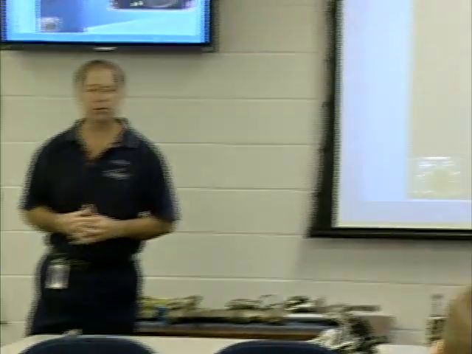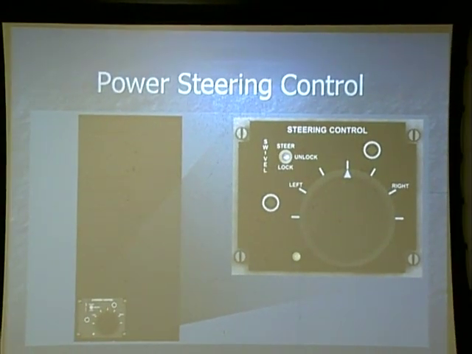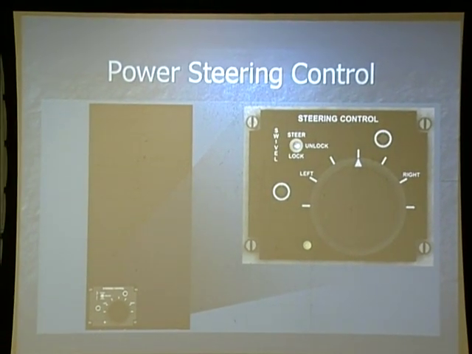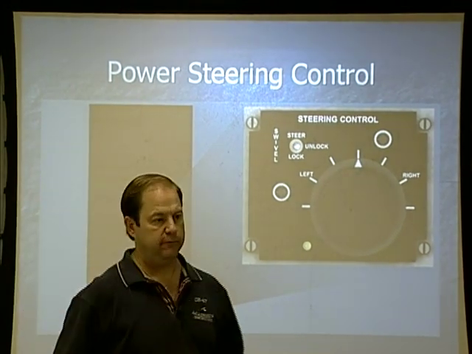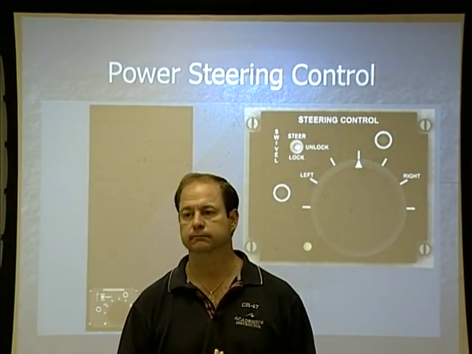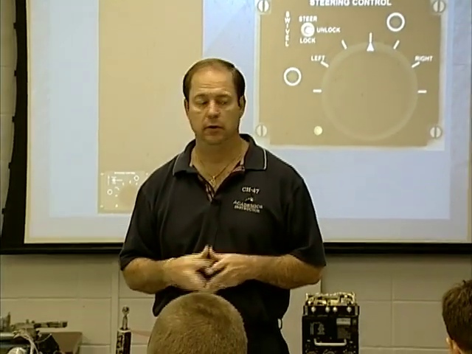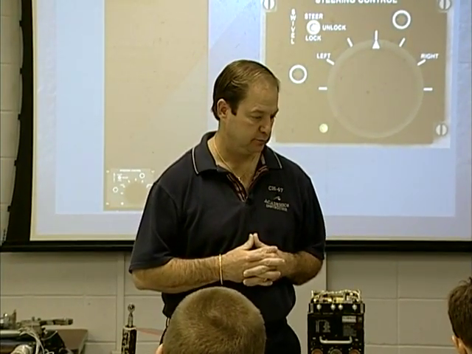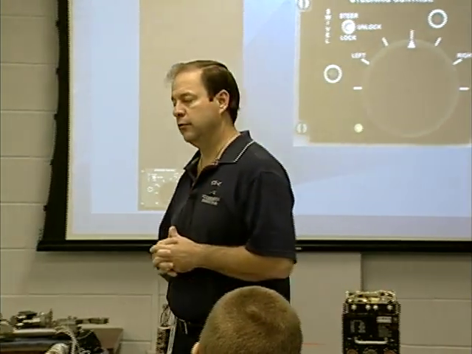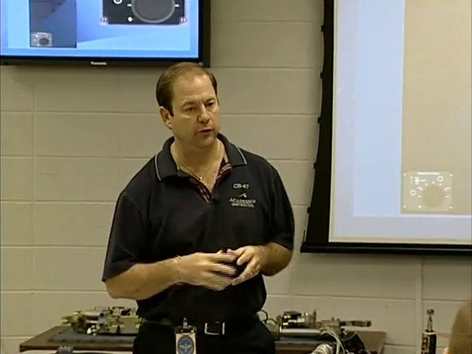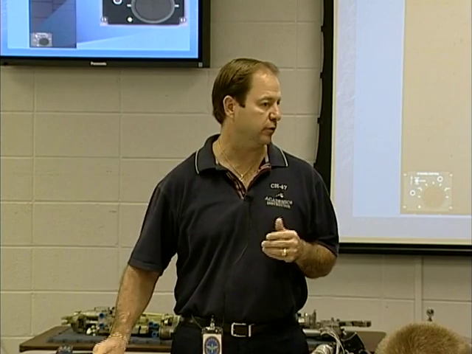Here's your power steering control, located on your center console, left-hand side. On there is a three-position switch. Forward is going to be steering. In the center is unlocked, and to the aft is locked. It's going to correspond to either your power steering control on your right-hand aft landing gear, or your swivel locks on both aft landing gears. Steer position kind of makes sense, right? If I want to do ground handling, ground taxi this aircraft with the power steering control knob, I go to the steering position.